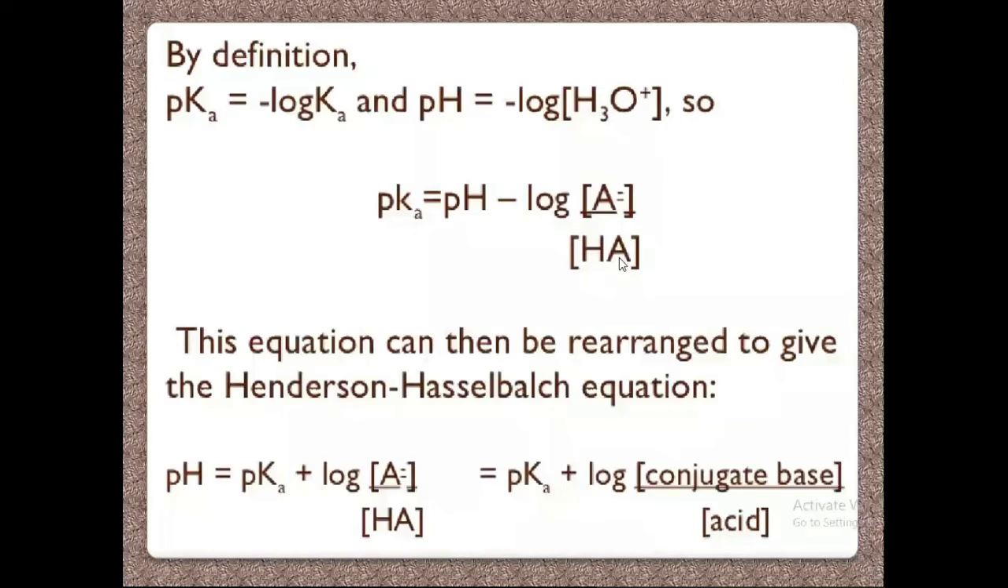So pH is equal to pKa plus, I am removing this minus and instead using the symbol plus. So pH is equal to pKa plus log of A minus divided by HA. That is equal to pKa plus log of the conjugate base divided by the acid.